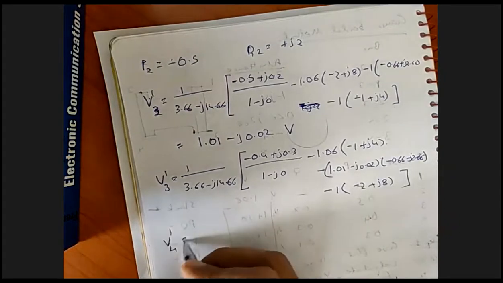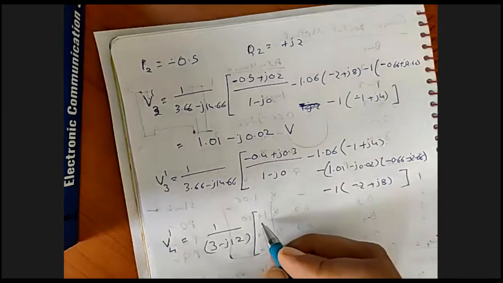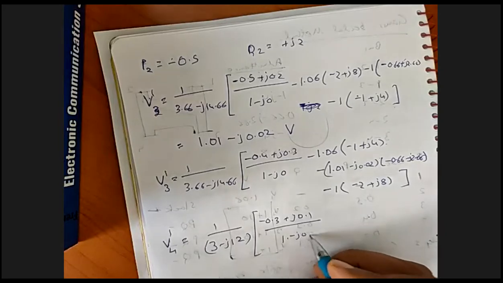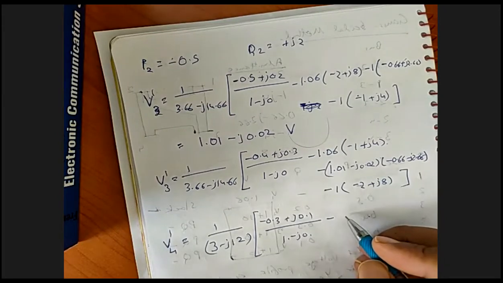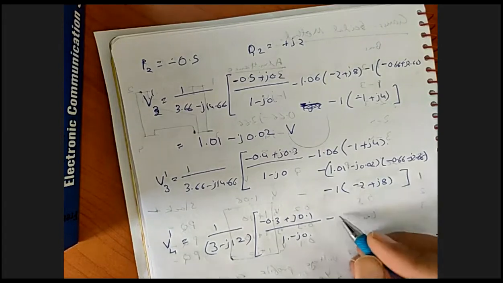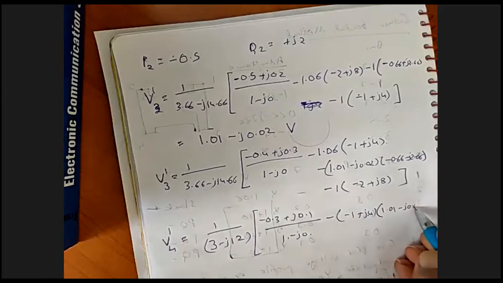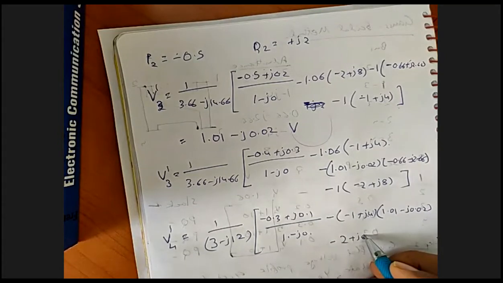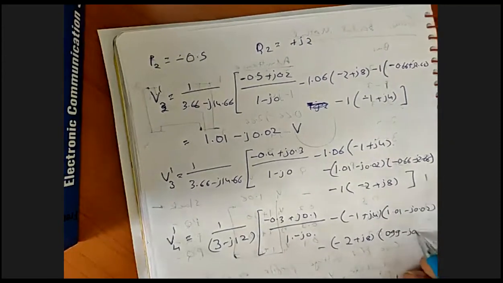And similarly, V41 will be 1 upon 3 minus j12, minus 0.3 plus j0.1, divided by 1 minus j0, minus 1 plus j4, into 1.01 minus j0.02, minus 2 plus j8, minus 0.99 minus j0.02.